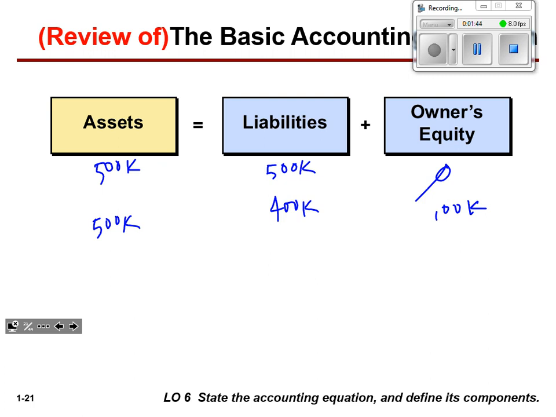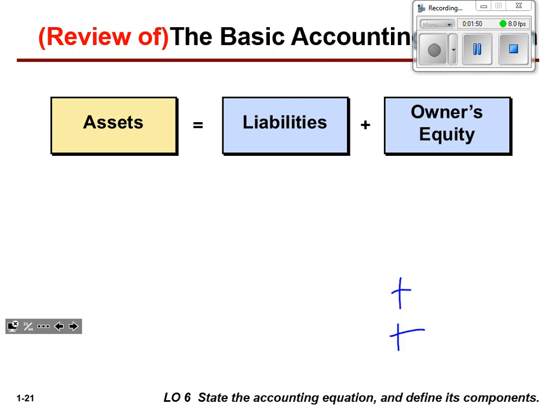Okay, let's review a few assets, liabilities, and owner's equities. Now remember, there's a couple things that make the owner's equity go up. There's a few things that make owner's equity go down, and basically this becomes the expanded accounting equation. Okay, list some things you own.